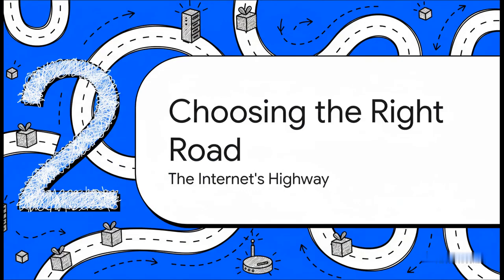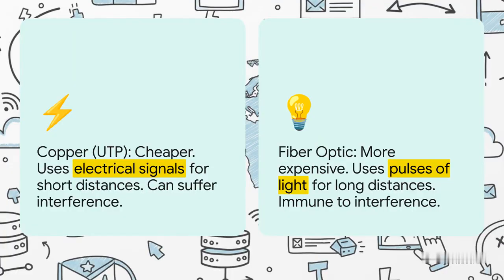All right, so our package is all packed up, it's addressed. Now what? What road does it actually travel on? Well, let's take a look at the very real, physical highways of the internet. Believe it or not, the internet's highways are mostly built from two main things. You've got your traditional copper cables, which send data as little electrical zaps. And then you have fiber optic cables, which use pulses of light. Now, fiber is way more expensive, but it is absolutely perfect for those long-haul journeys, because it's pretty much immune to any kind of interference.